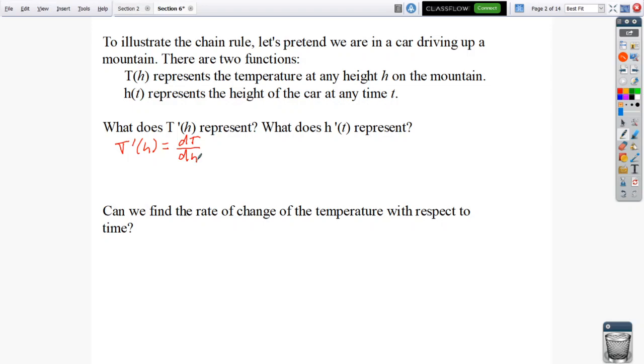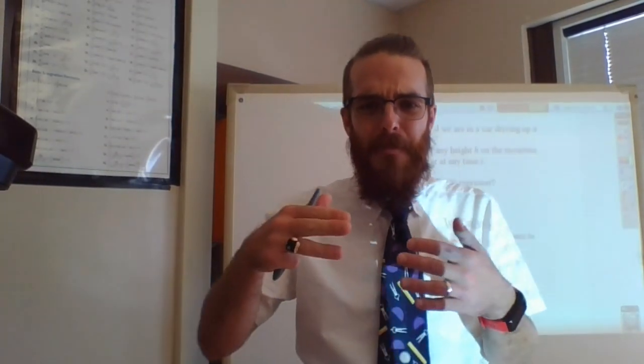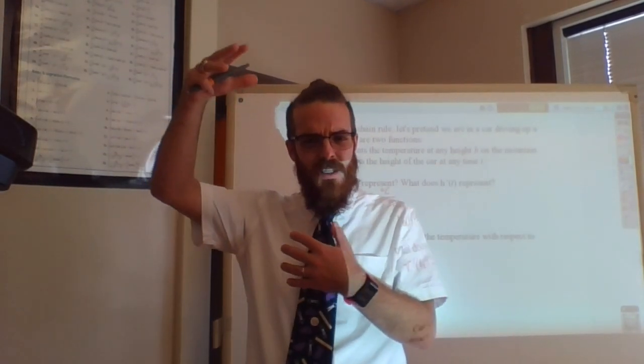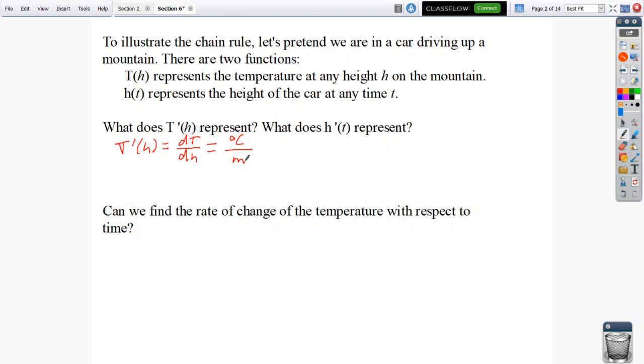If I look at the units on this, let's say my temperature is measured in, we're not dumb, so we're going to use degrees Celsius, per my height on the mountain, which can be measured in meters. So it would be degrees Celsius per meter. And we would be able to measure that by the change in the altitude and the change in pressure and everything would cause the change of the temperature.